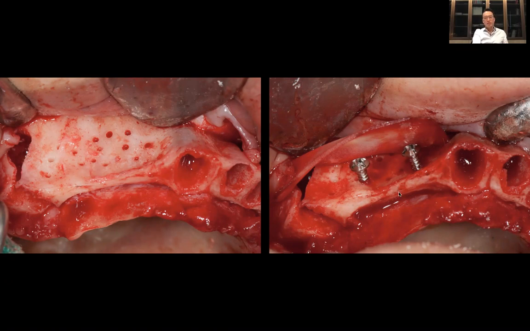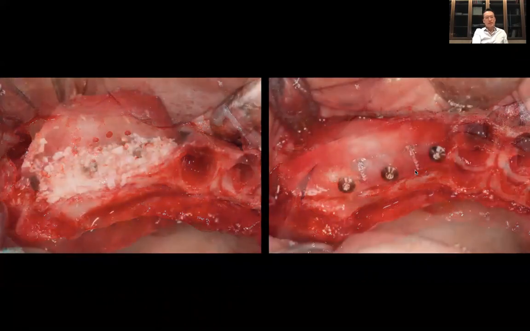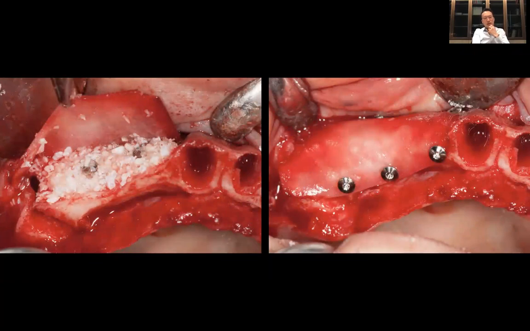Here I had to do a GBR procedure to first increase the thickness of the ridge. I used some tenting screws, and a resorbable membrane to protect this area. Here I place my bone graft. The bone graft I used in this particular case was 50% Bio-Oss and 50% FDBA. Then I cover it with a resorbable membrane, and I use a number of bone tacks to secure my membrane and my bone graft.